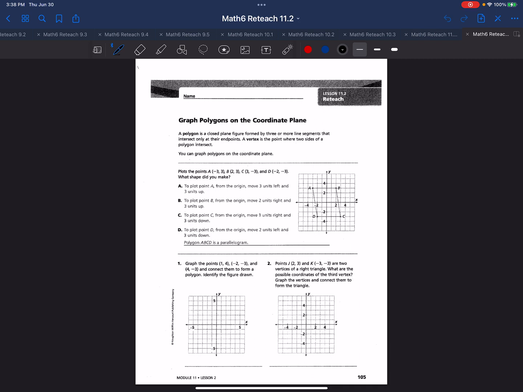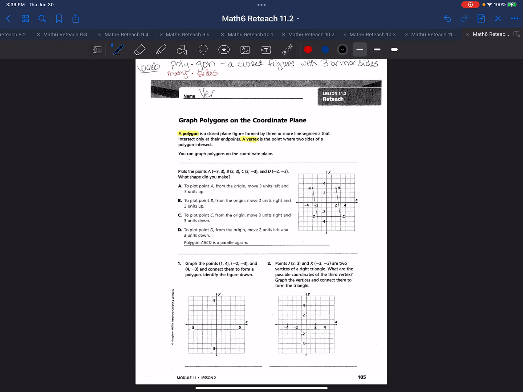Let's review some vocabulary for today. I encourage you to write this down in a math spiral notebook. So we have polygon and we have vertex. So if you look at the word polygon, the prefix means many, and the suffix means sides. So it means many-sided shape. So it is a closed figure with 3 or more sides.